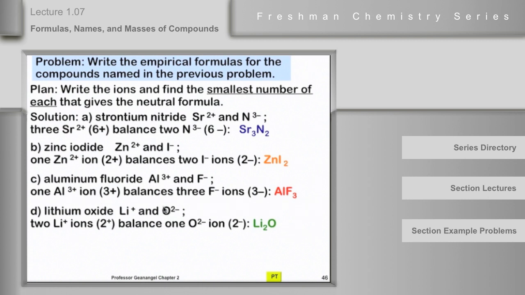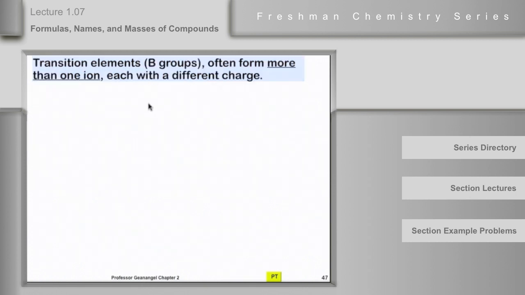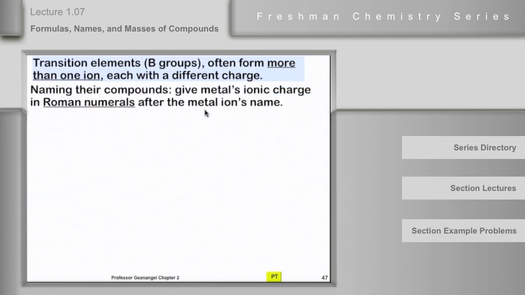Okay, the main group elements are fairly easy to deal with because we have this rule, this tool that we have. Transition elements, B groups, often form more than 1 ion with different charges, and there's no easy way to predict them. We represent the metal's ionic charge by using Roman numerals after the metal ion's name, since we don't know for a particular transition metal what the ion's charge will be.